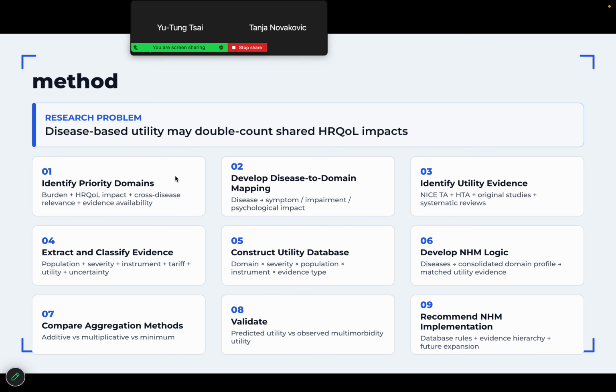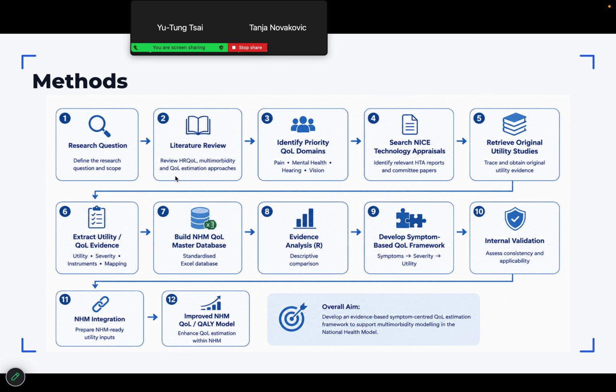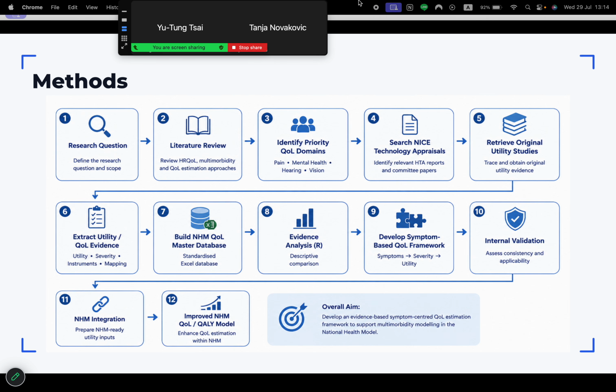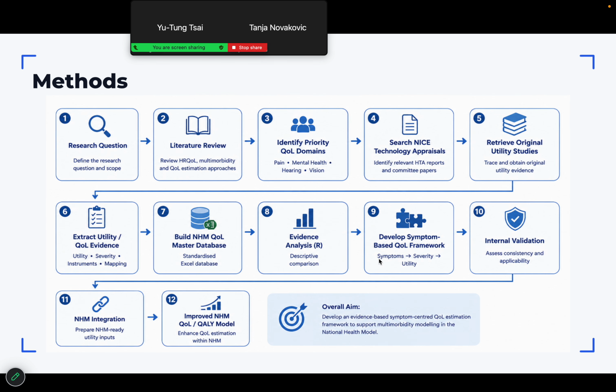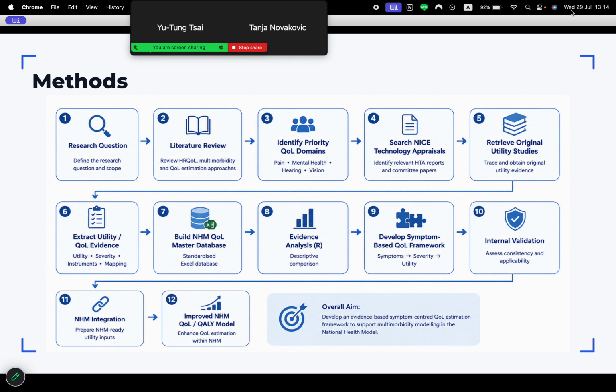Yeah. No, we've definitely talked about it, but just on this methods slide on stage 9, you have symptoms, severity, utility. I'd put disease before that. I'd put a disease arrow, symptoms arrow, severity arrow, utility.